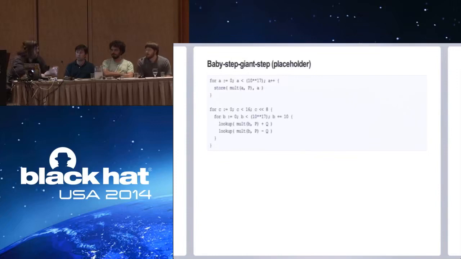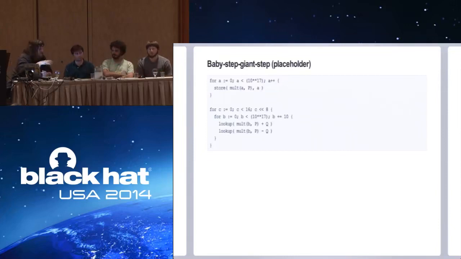So the attack that you would use is baby step, giant step. Basically, this is just pseudocode for it. You set half the bits, the trailing bits, to 0, and you generate all those keys and store them to disk. Then when you want to break a key, you take the other bits that you weren't using before, subtract them from the public key, and then look it up in the table. Then basically it square roots the work.